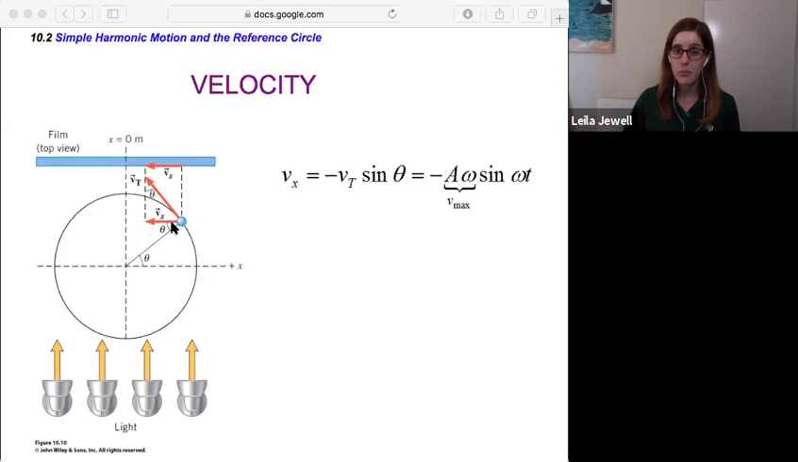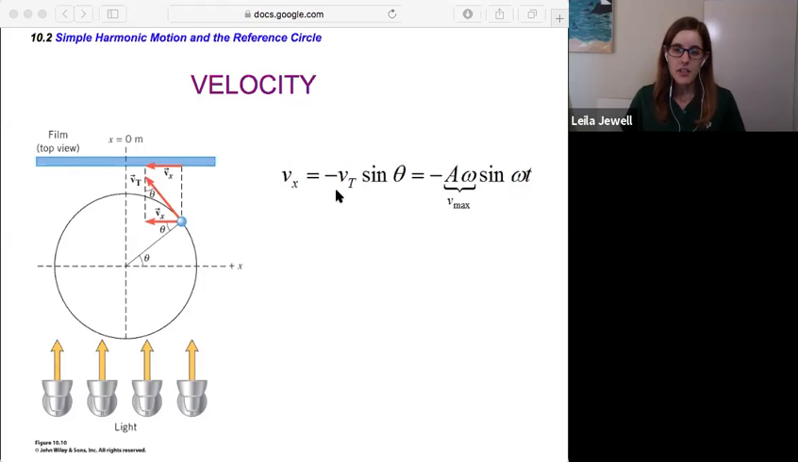To get the x component, I'm not going to expect you to derive this, but if you're interested, you could go and look into the details of this, but you could show that the x component of the velocity is negative times the tangential speed, the overall speed of the object, times sine of theta. Once again, for theta, we're going to plug in omega t, our angular frequency or angular speed times time.